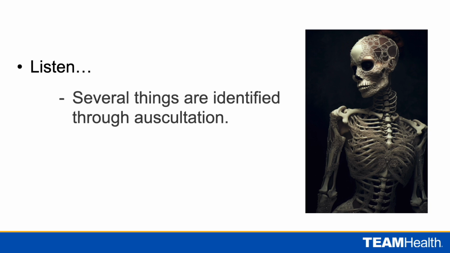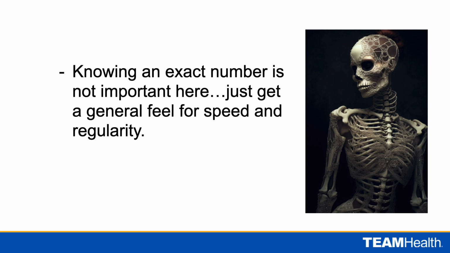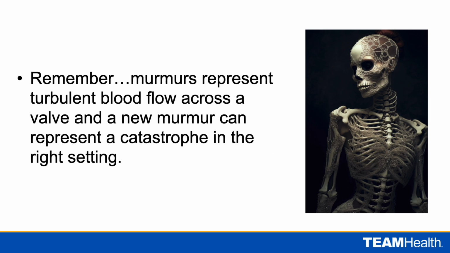Listen. Several things are identified through auscultation. Listen for heart sounds. What's the rate? Knowing an exact number is not important here. Just get a general feel for speed and regularity. Do you hear any murmurs? Remember, murmurs represent turbulent blood flow across a valve, and a new murmur can represent a catastrophe in the right setting. Also, listen for extra heart sounds, such as gallops, which may represent congestive heart failure.